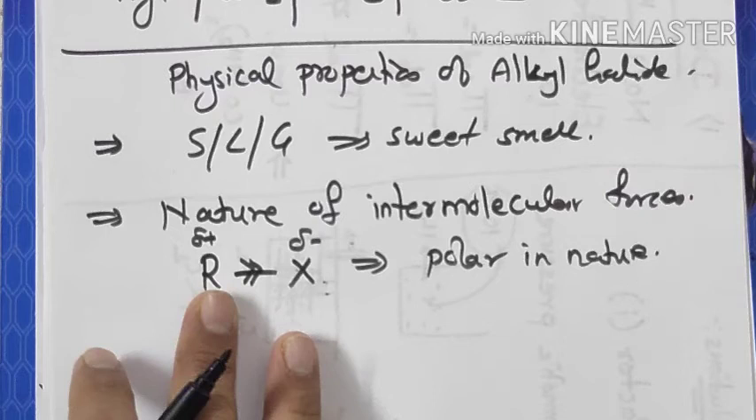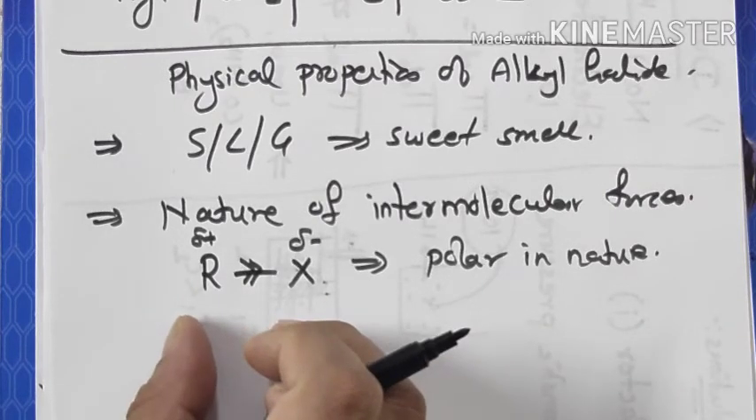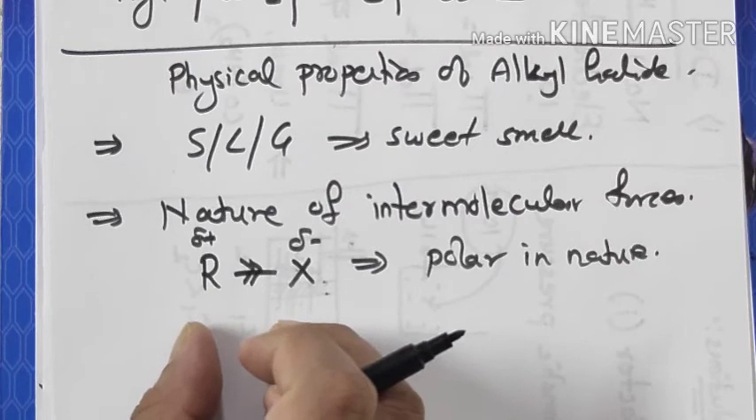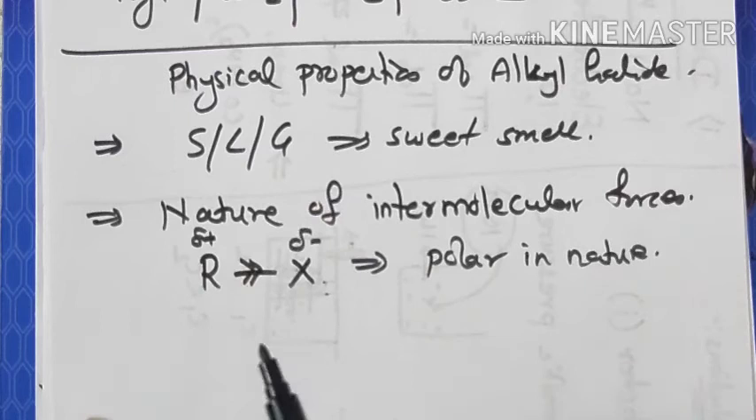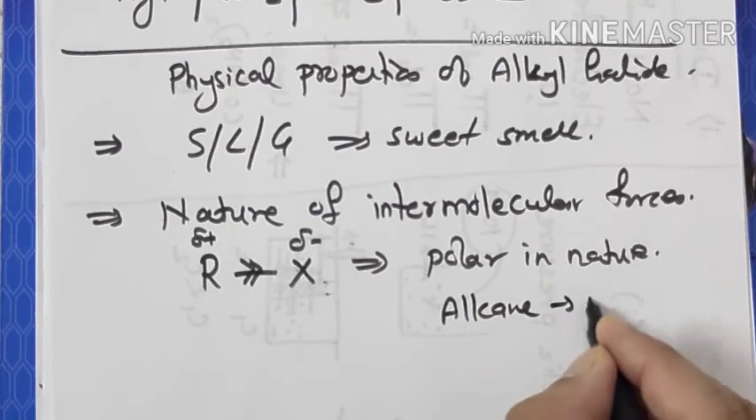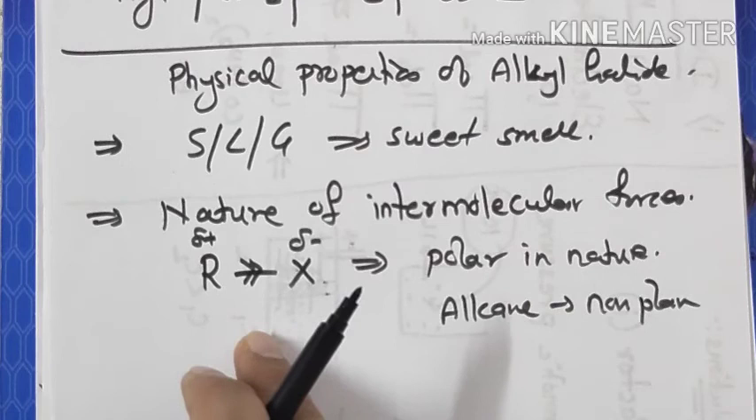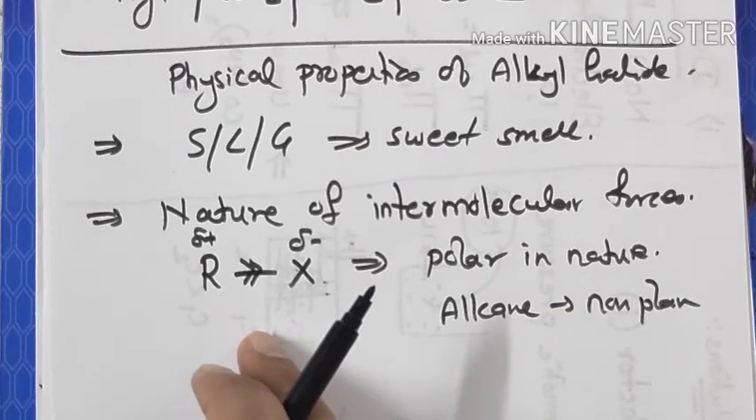Right? Whereas if I compare this, if you have seen the first lecture, in that we have seen that they are the derivative of alkane. That means the parent is alkane, right? They are made from alkane. When I compare with alkane, alkanes are non-polar. But alkyl halides are polar in nature, right?